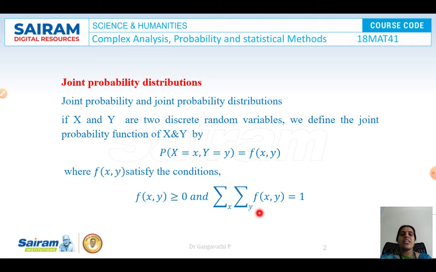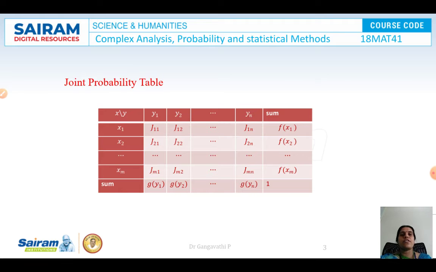When these two conditions are satisfied, then P, which is equal to f of x y, is called a joint probability distribution. So how does this joint probability distribution look? It is better explained in the form of a table. Take two variables x and y. The values of y have been taken in the horizontal way, and the values of x have been taken in the vertical way.